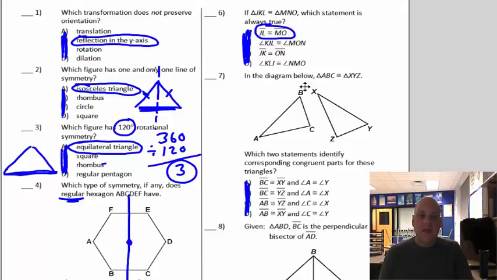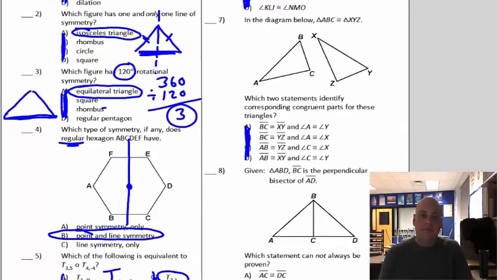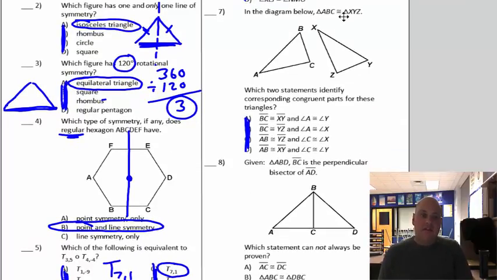Okay? In the diagram below, triangle ABC is congruent. So they're telling us that these triangles are congruent to each other. Which two statements identify corresponding congruent parts? So what are going to be the corresponding parts? If these are congruent triangles, then X would correspond to A, right? Y would correspond to B, and Z would correspond to C.